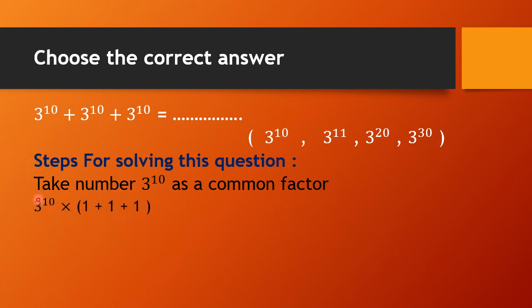After taking 3 power 10 as a common factor, we divide 3 power 10 by 3 power 10, which equals 1. After that, 3 power 10 times (1 plus 1 plus 1) is 3 power 10 times 3. We can notice that the bases are the same, so we will add the powers. It will be 3 power 11.